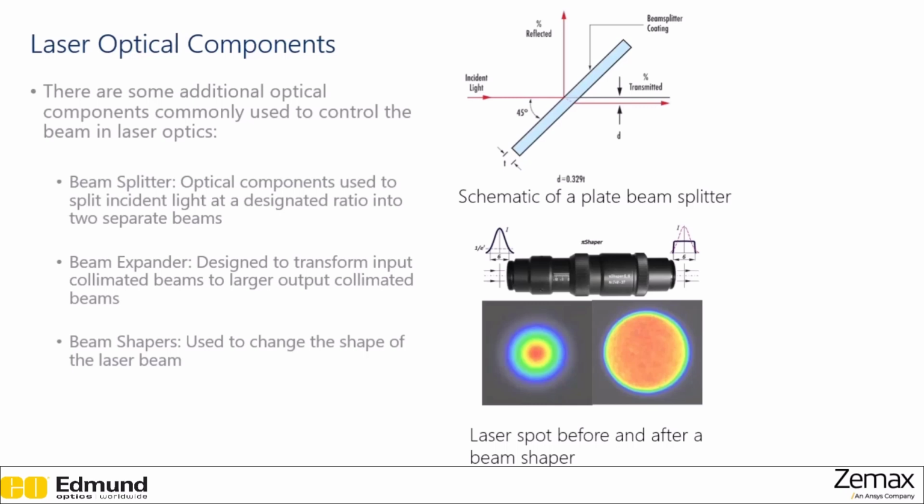Beam expanders are designed to transform an input beam to a larger diameter output beam, and beam shapers are used to change the profile of a laser beam. So in this example on the bottom right here, a Gaussian beam comes in one side of the beam shaper, and the output is a flat top beam. The laser spot changes from Gaussian to flat top.